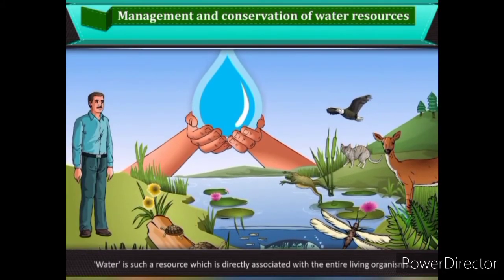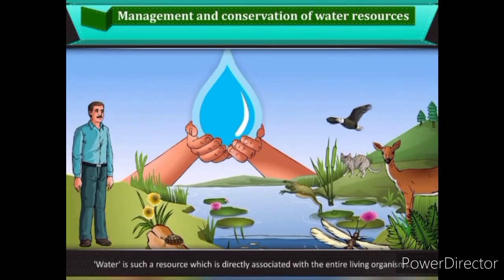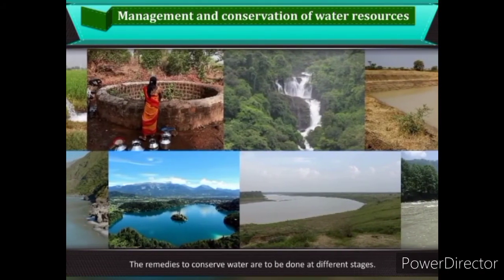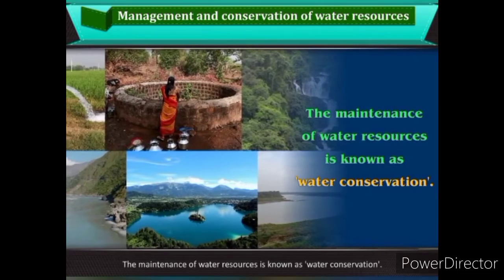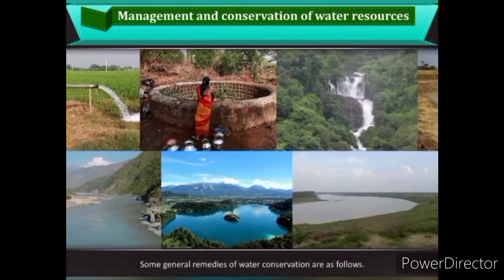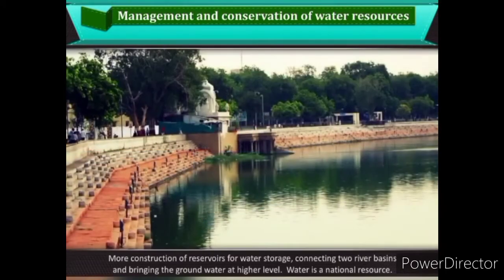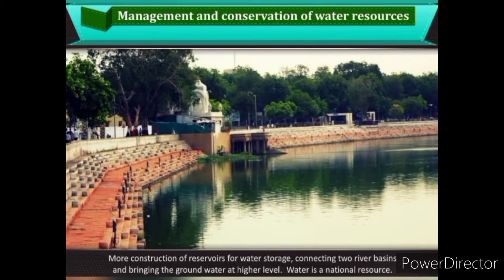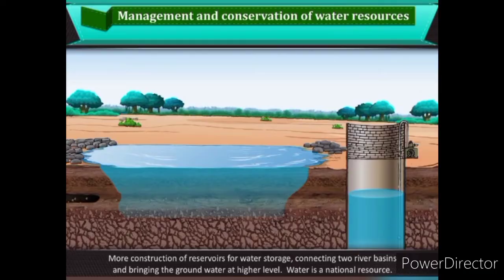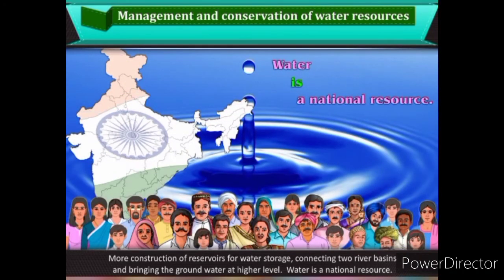Water is such a resource which is directly associated with the entire living organisms. The remedies to conserve water are to be done at different stages. The maintenance of water resources is known as water conservation. Some general remedies of water conservation are as follows. More construction of reservoirs for water storage, connecting two river basins and bringing the groundwater at higher level. Water is a national resource.